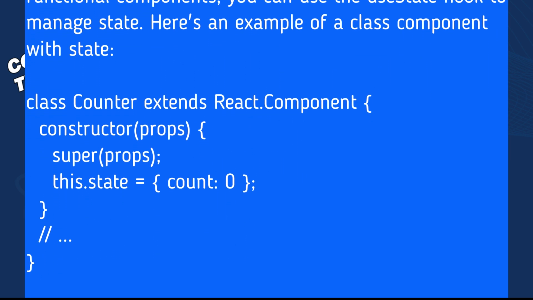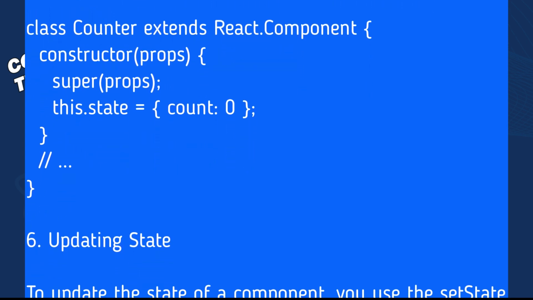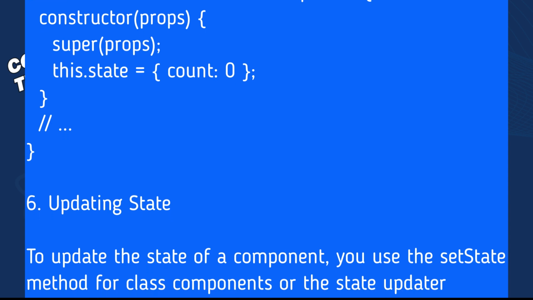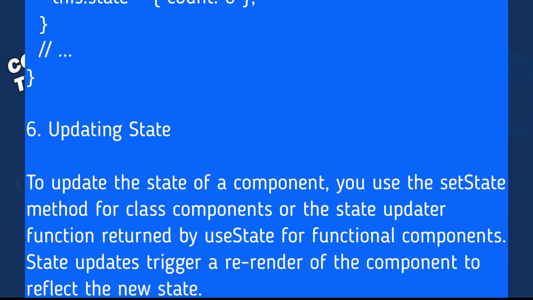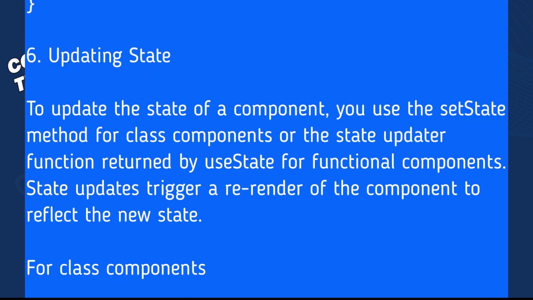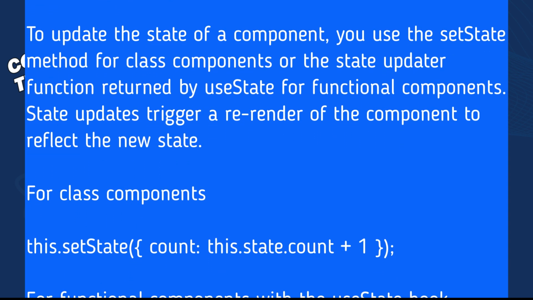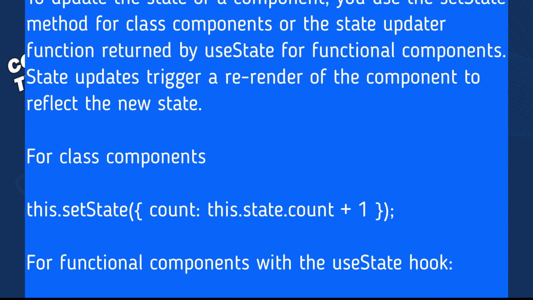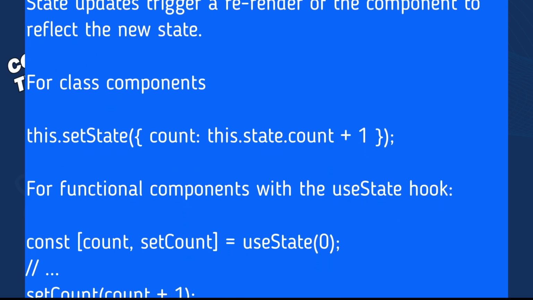class Counter extends React.Component { constructor(props) { super(props); this.state = { count: 0 }; } } 6. Updating state. To update the state of a component, you use the setState method for class components or the state updater function returned by useState. For functional components, state updates trigger a re-render of the component to reflect the new state. For class components, this.setState({ count: this.state.count + 1 }). For functional components with the useState hook, const [count, setCount] = useState(0); setCount(count + 1).